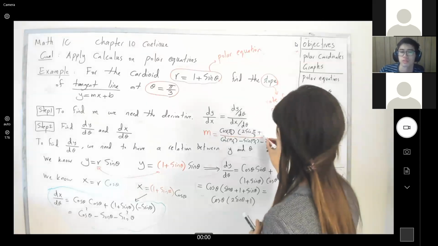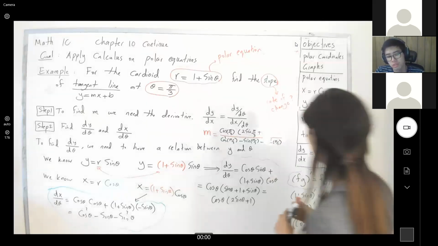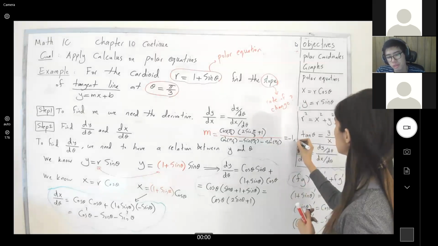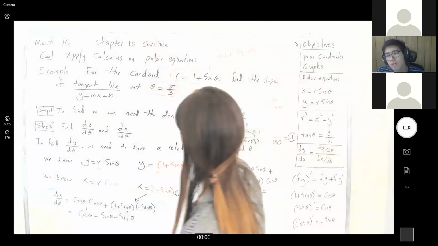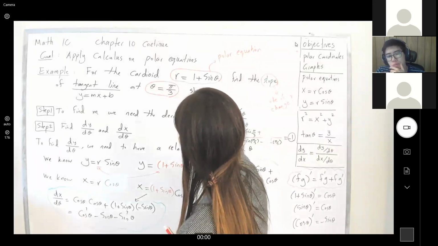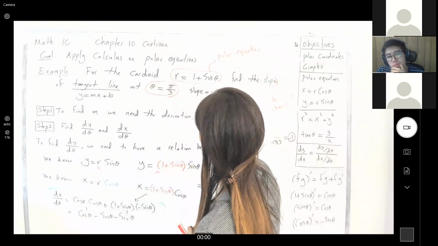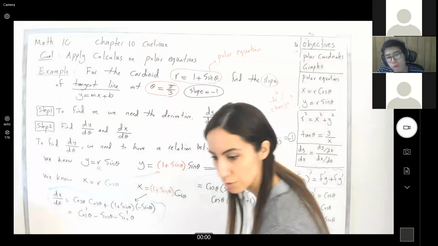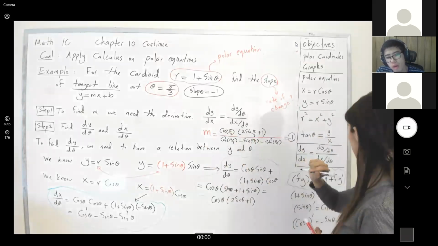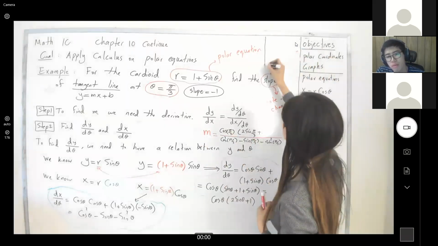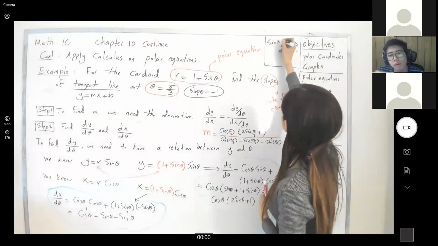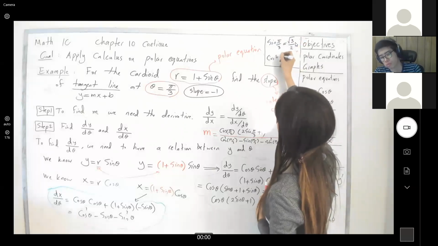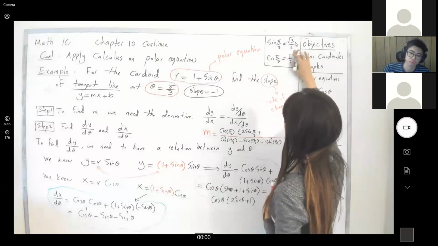Well, after we simplify this, our slope is equal to minus 1. And remember that, let me write this right here for you: sine of pi over 3 is square root of 3 over 2, and cosine of pi over 3 is a half.